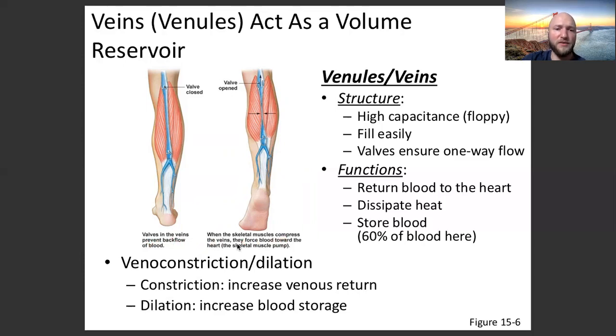When skeletal muscles compress the veins, they force blood back towards the heart, the skeletal muscle pump. You can see right here, the calf muscles are constricting and putting pressure on the veins, which is going to increase the pressure. It can't flow backwards because of the valves, but it can flow back towards the heart. So skeletal muscle can help the blood flow back towards the heart, venous return.